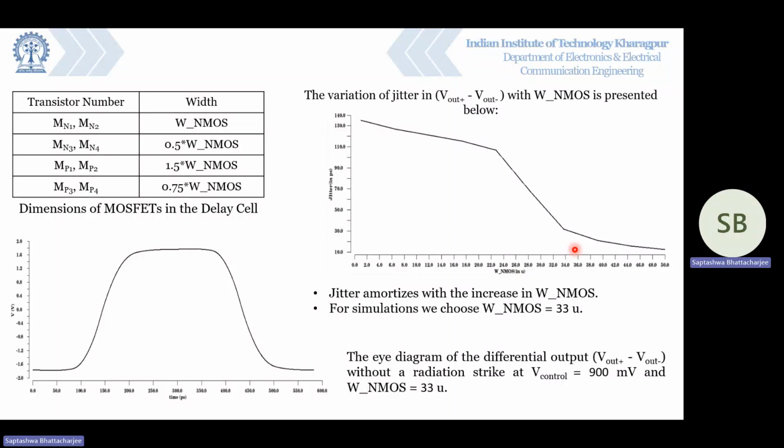So as we can see, as the dimension of the NMOS increases, the jitter reduces, but it also saturates as WNMOS is increased more and more. It fairly becomes constant. So for simulations, we have chosen WNMOS to be around 33 µm, for which a jitter of roughly 35 picoseconds is obtained. This is the eye diagram of the differential output in the absence of a radiation strike for the chosen value of WNMOS and V control of 900 millivolt.